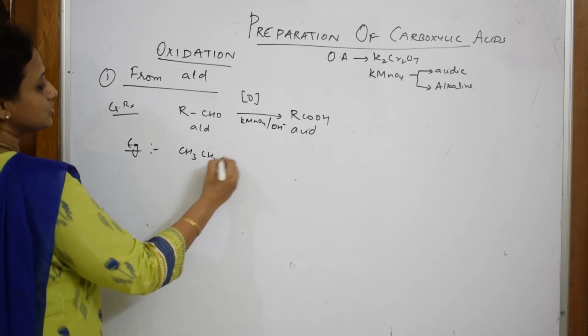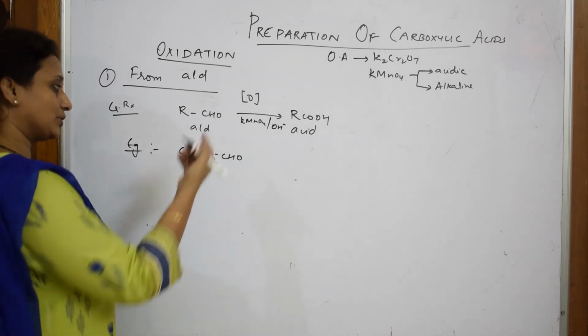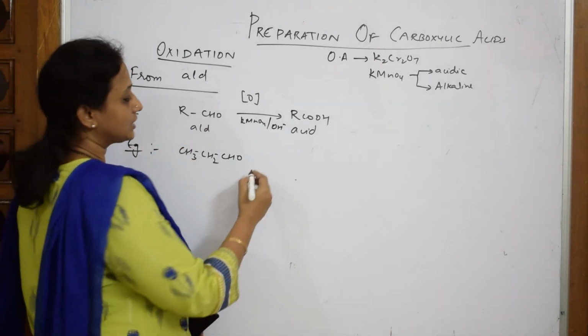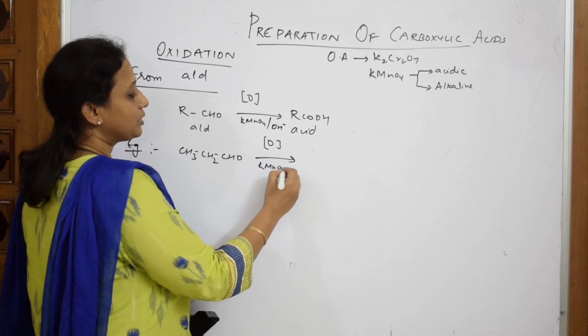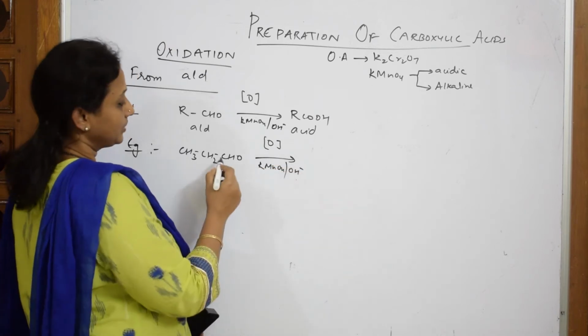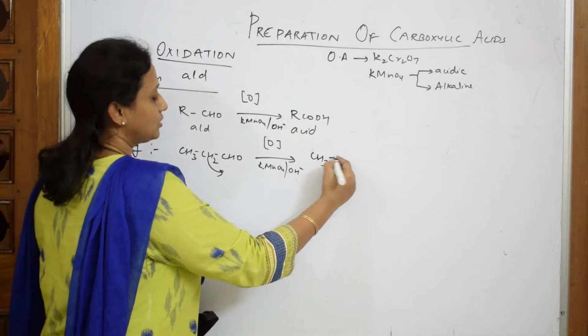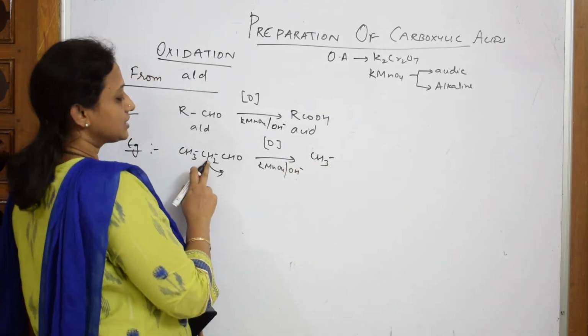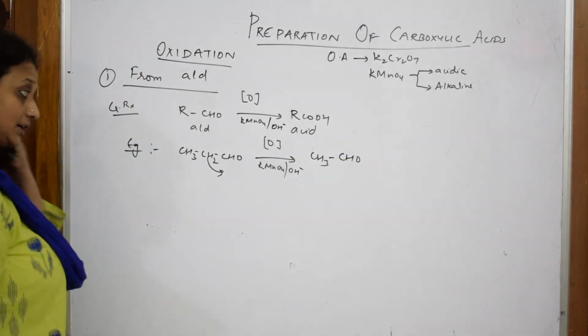Now when I take an example, CH3CH2CHO, this is a primary aldehyde. I am going to oxidize it in the presence of KMnO4 and OH minus. With removal of hydrogen, observe carefully, this is removed. So what do you get? CH3CHO.